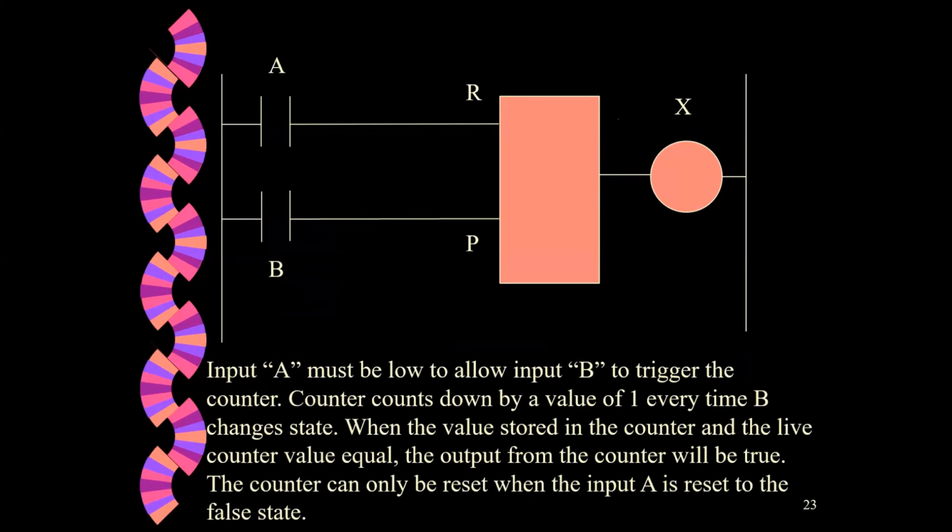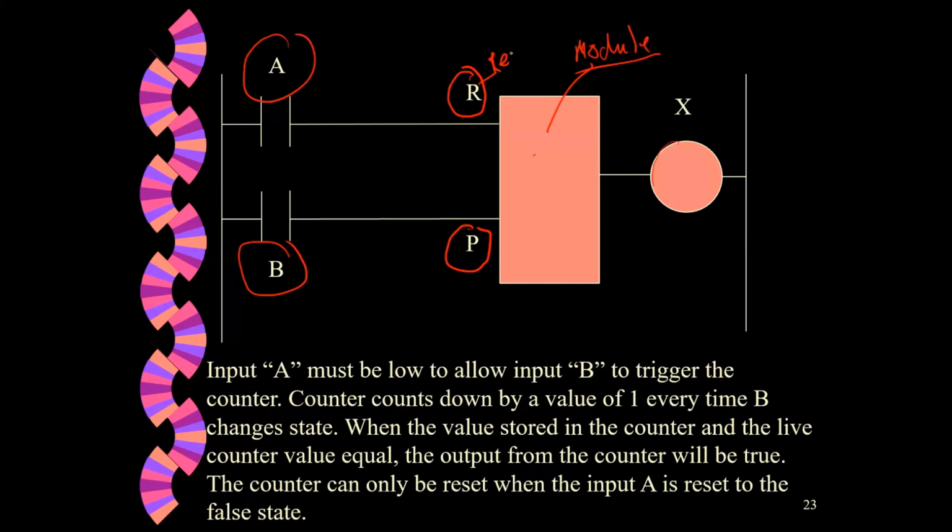Like the latch, the counter has two inputs, an A and a B. This is a module inside the PLC, like a software hardware module. The output from this module can be used to control an output X. You have a letter P and an R. What does it mean? R is the reset line.